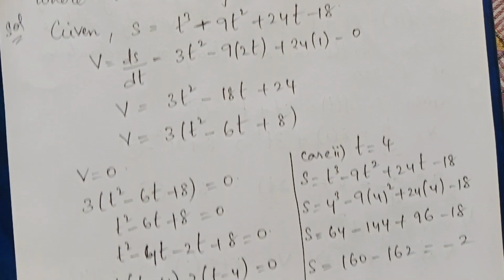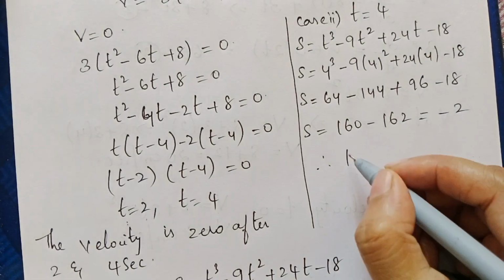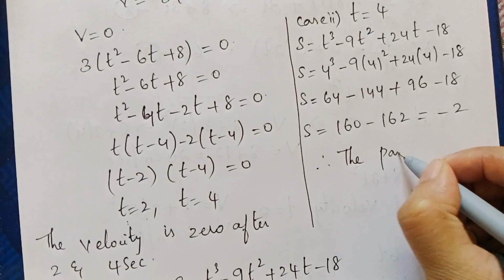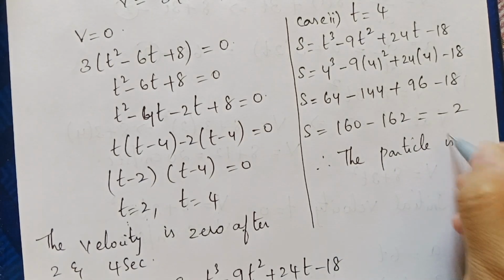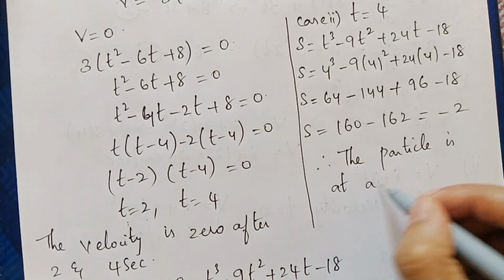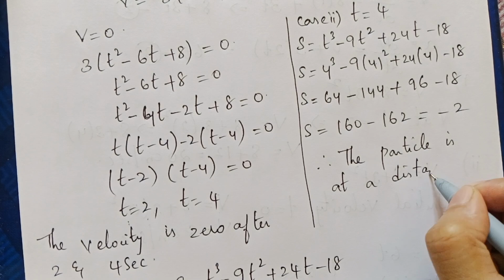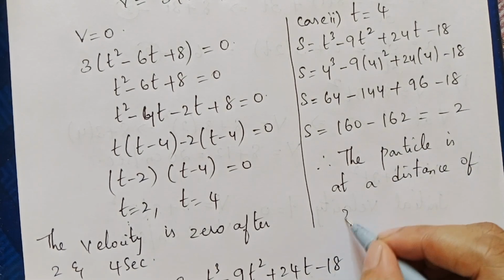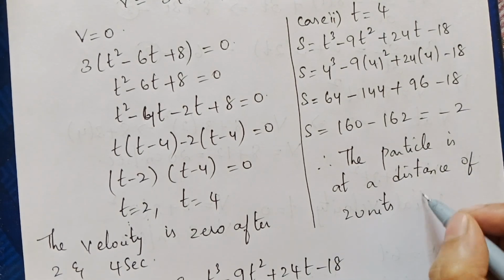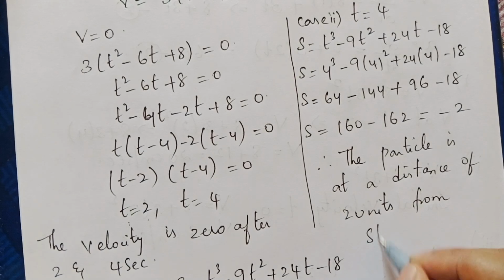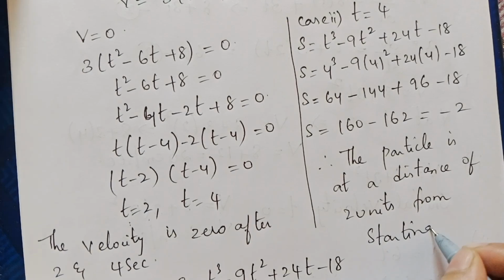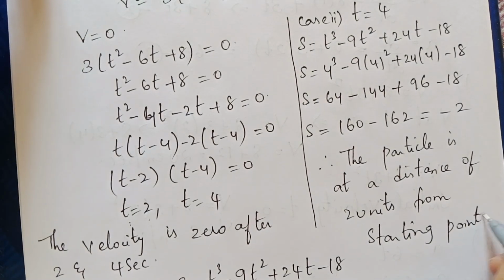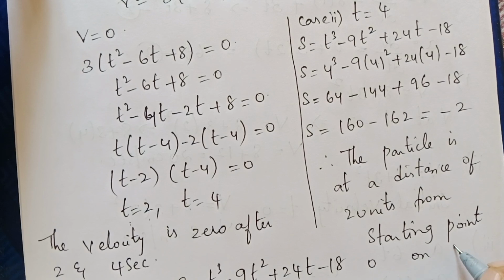Therefore, the particle is at a distance of 2 units from the starting point O on either side.